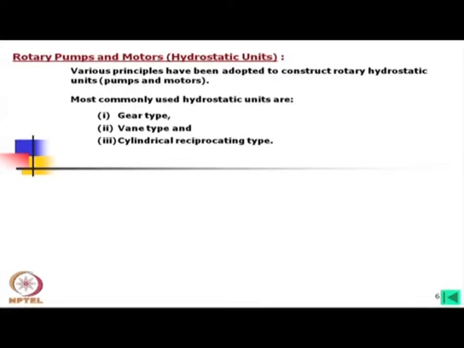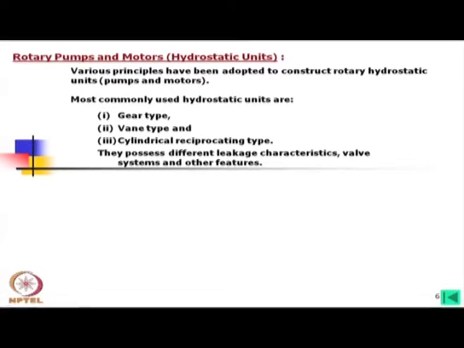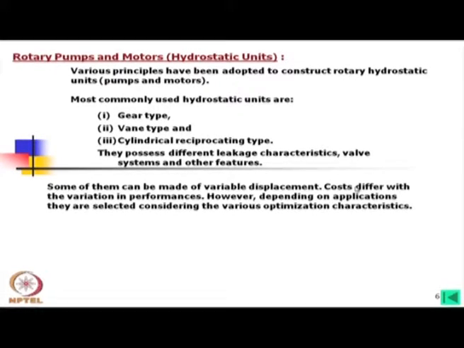These three are most common, and these are rotary machines, usually not rotating machines. They possess different leakage characteristics, valve system and other features. Some of them can be made of variable displacement. Cost differs with the variation in performance. However, depending on applications, they are selected considering the various optimization characteristics.